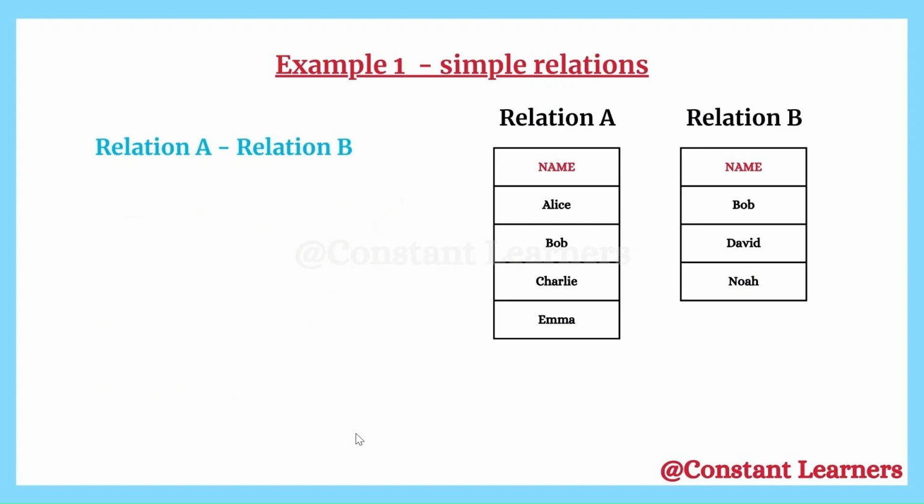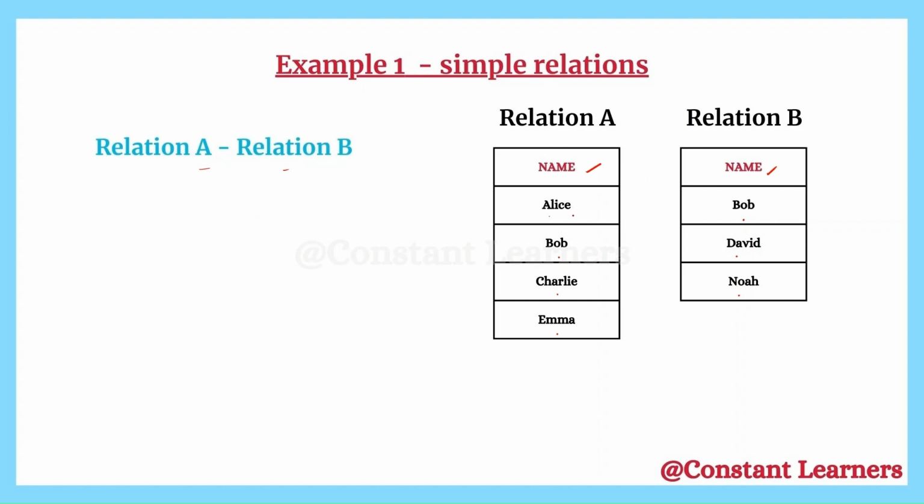Here we're using two simple relations, relation A, which has the column name, and relation B, which also has a single column name, right? Now, relation A has names Alice, Bob, Charlie, and Emma. And relation B has names Bob, David, and Noah, right? Now, what will the set difference relation A minus relation B give us?